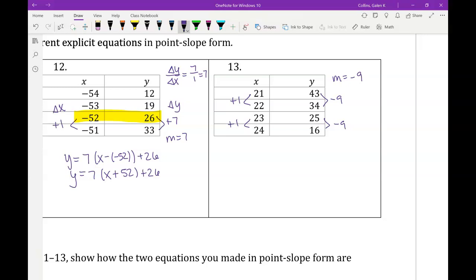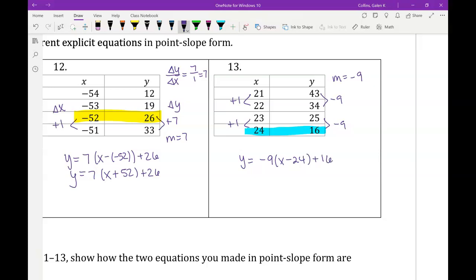All right, so now again in point slope form, y equals -9. I'm just going to pick these last numbers. I don't know why. I just like them. I like 24 because it has a lot of factors. All right, -9. So I would do x minus 24, and that means I get a plus 16 here.